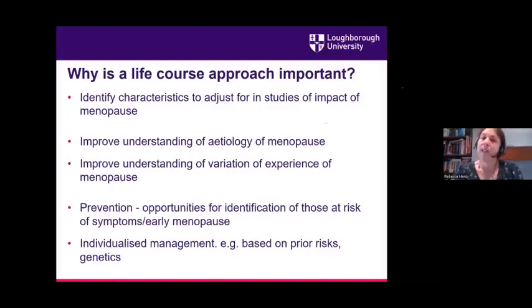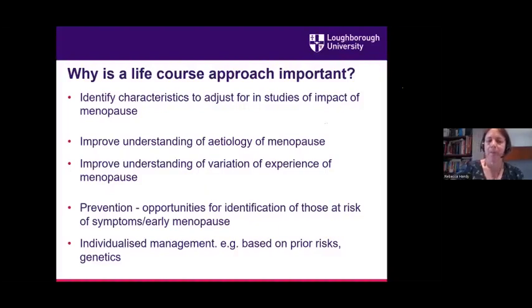Then leading on from that, if we understand these things, I think it opens opportunities for prevention. So opportunities for identification of those at risk for early menopause or symptoms of menopause, and we can start doing things earlier. So Eve talked about soy, and Emma talked about exercise. These are all things that can be done throughout the life course, and if we can understand those interrelationships of reproductive characteristics across the life course, then there are real opportunities to improve health across the reproductive years and into menopause.